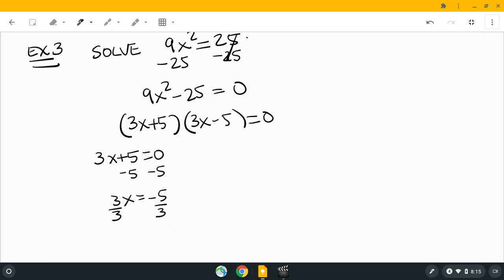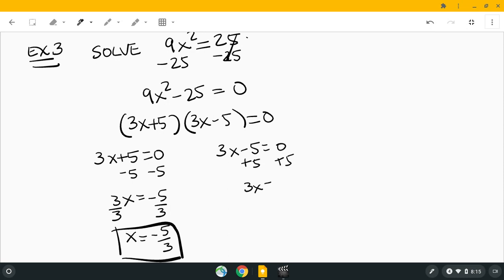Divide both sides by 3. So x equals negative 5 over 3. Same thing with this one. 3x minus 5 equals 0. Add 5 to both sides. 3x equals 5. Divide both sides by 3. And x equals 5 over 3. Okay.